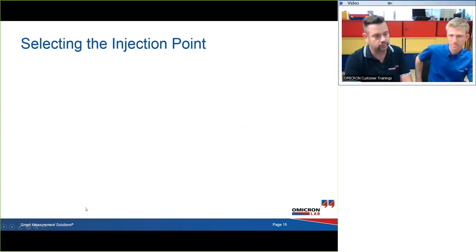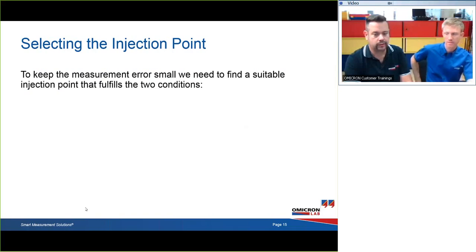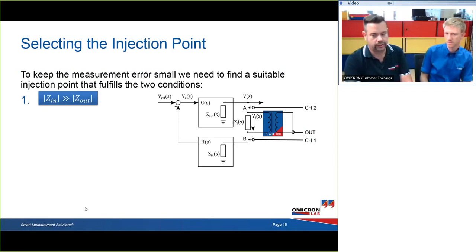So, but to do so, we need to select the correct injection point, and this is important to keep the measurement error as small as possible. And one rule is that the input impedance you see when you inject the signal should be a lot bigger than the output impedance that you see when you get the signal back, because then this would mean that there is a limited influence on the system.